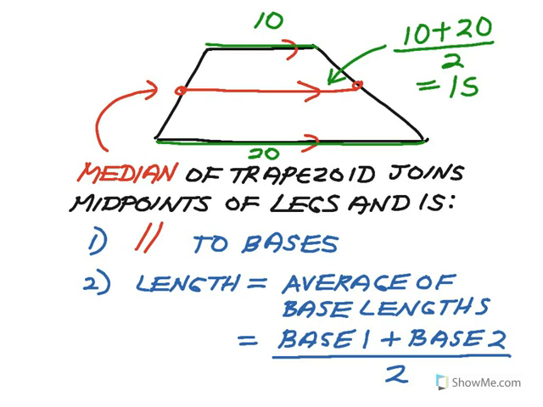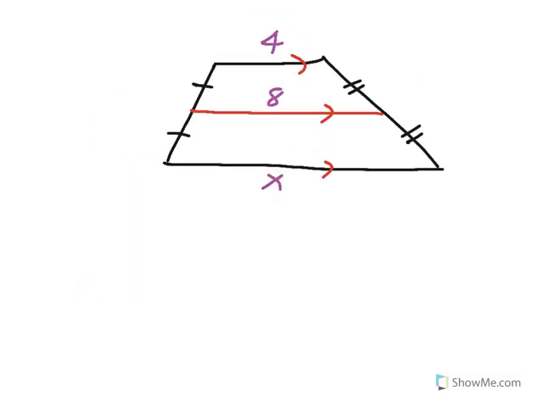So for our first example, let's say that I have a trapezoid. It doesn't have to be an isosceles trapezoid. This is any trapezoid. And I can tell it's the median because it connects these two midpoints, that the median is 8, and one base is 4. So how do I find x, the bigger base that's on the bottom?